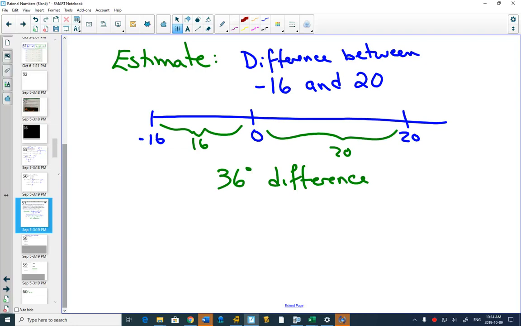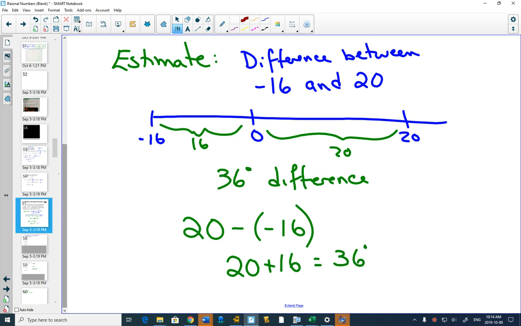Now in this case, we want to find the difference between 20 and minus 16. So we're going to subtract 20 minus a negative 16. And what does subtracting a negative do? It adds. 20 plus 16, and we get 36. So when we're trying to find a difference, a difference is subtracting, but when we subtract a negative, it ends up adding. The number line really shows you why that adding works, because you've got 20 spaces until you get to 0, and then another 16 spaces until you get to negative 16. So it would make sense that you would take that 20 plus the 16 to find the difference between them all. That was our estimate.